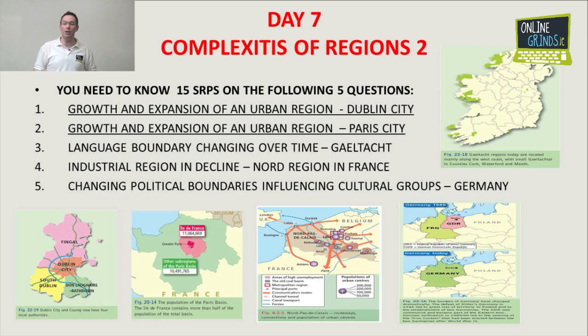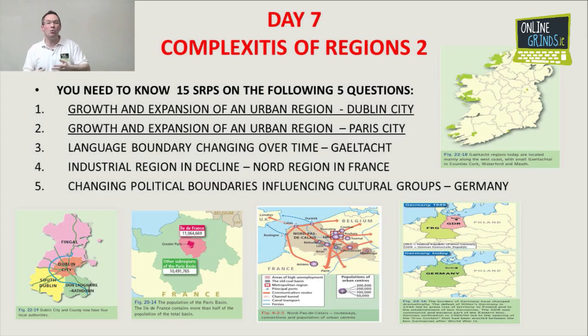So the areas in that would be the growth and expansion of urban regions. Now again you'll notice that there's a little bit of overlap, and I've done this intentionally to ensure that you'll benefit from it. So the first urban region would be Dublin City and how that expanded, and the second urban region would be Paris City and how that expanded. And again we've already looked at them in the regional section, but they are the 2 most popular questions that come up in the Leaving Cert of this group here that you can see here.